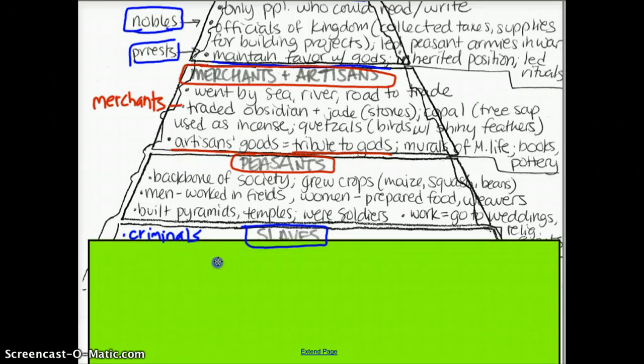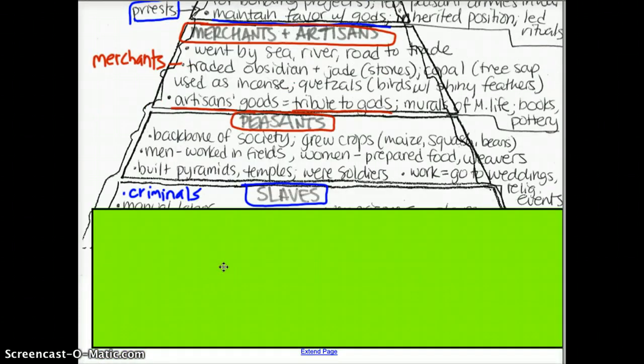And then in general, they did a lot of the work. So my third bullet tells you some of the work that they did, and they might have breaks from work to go to weddings or religious events. That is the fact that's over to the right.